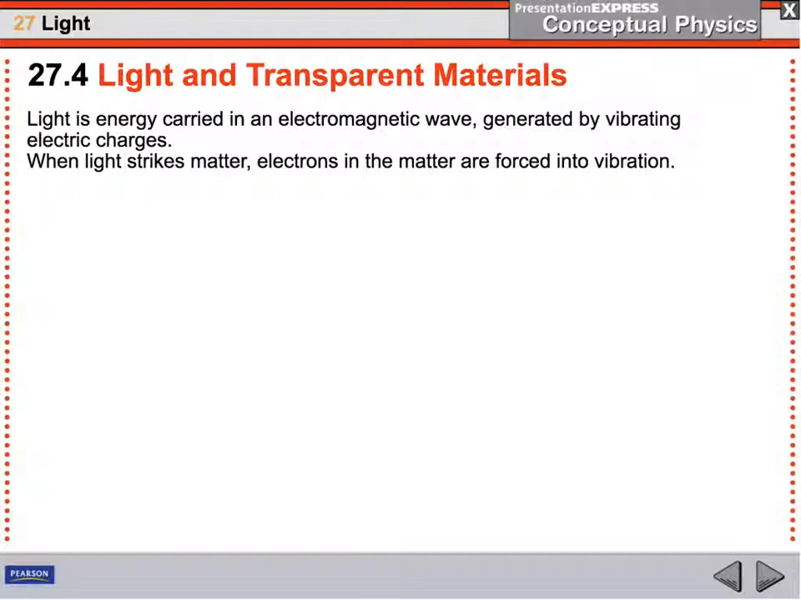Light is energy carried in electromagnetic waves, generated by vibrating electric charges. When light strikes matter, electrons in the matter are forced into vibration. We talked about this in the earlier chapters: basically, all waves travel by something that vibrates. Light also causes vibration.